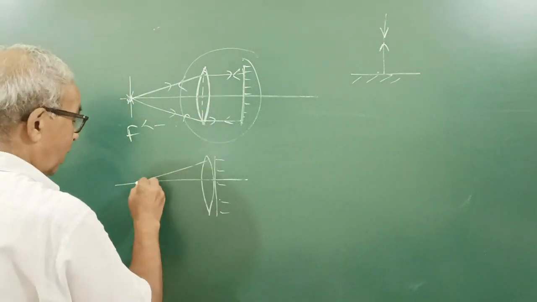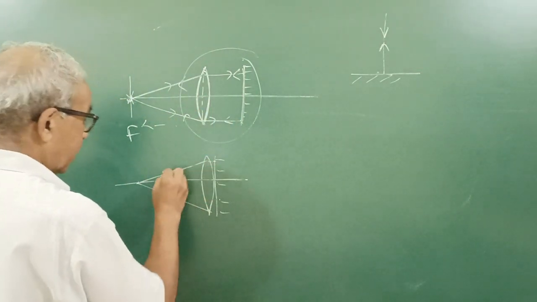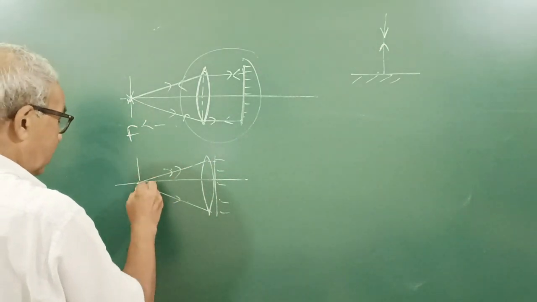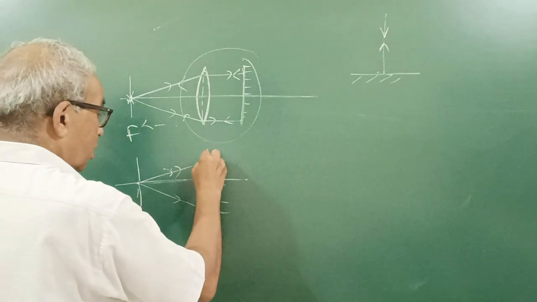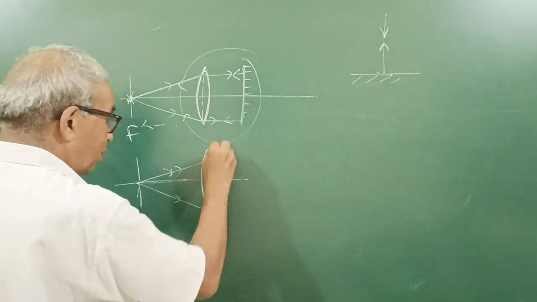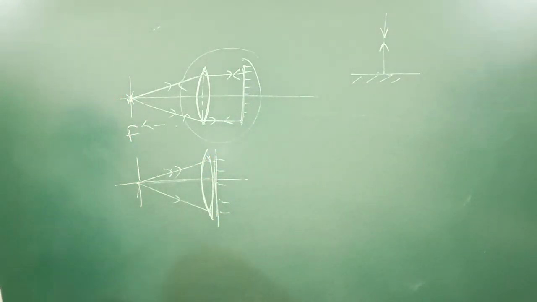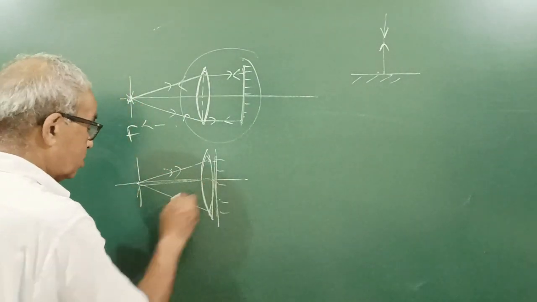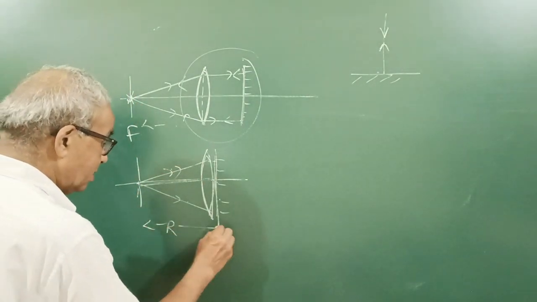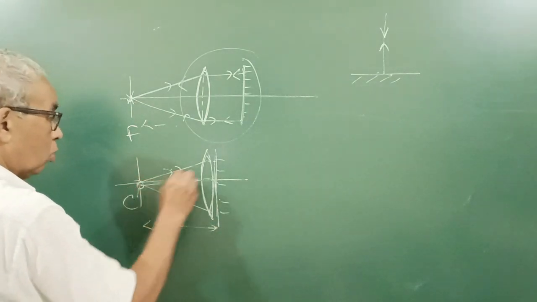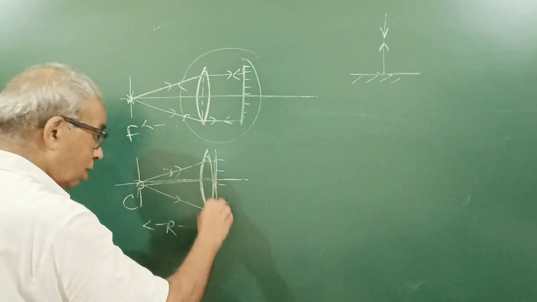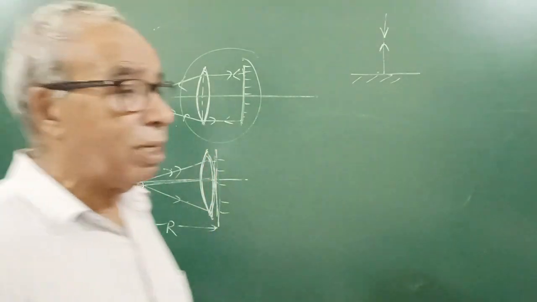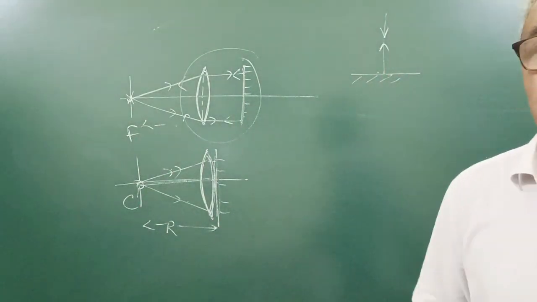If the image is formed like this, then this distance here, this convex lens and plane mirror behave like a concave mirror whose radius of curvature is this. R will be this, that is, the center of curvature will be of the concave mirror which is equivalent to this combination of plane mirror and convex lens.